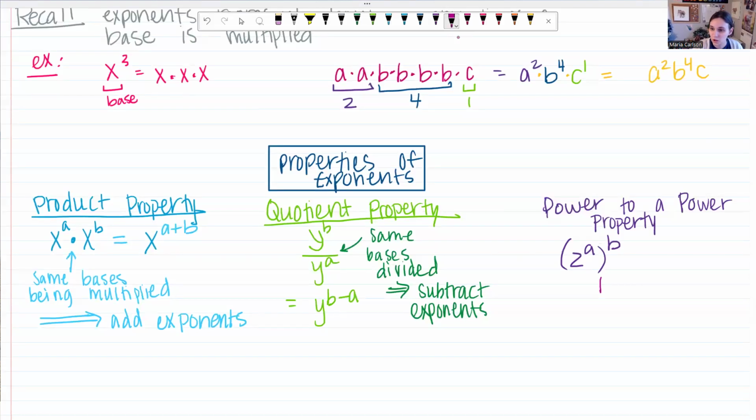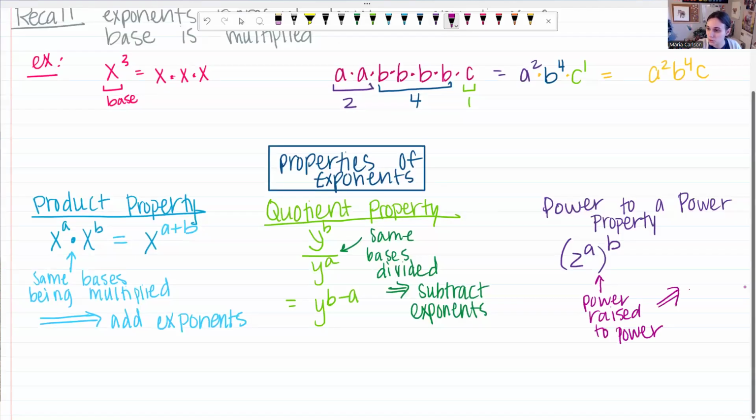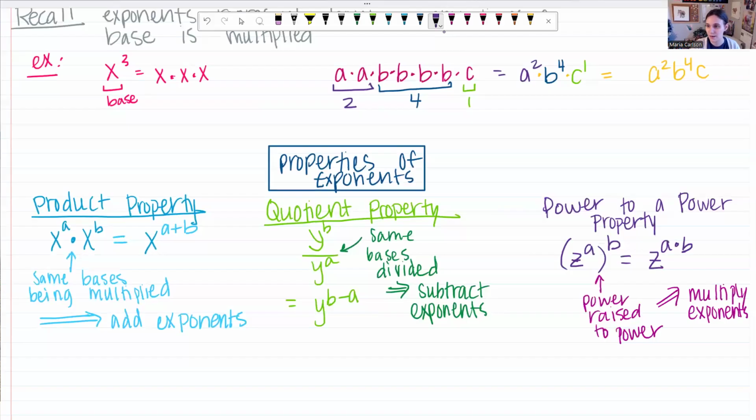So this is what we call a power raised to a power, or an exponent raised to an exponent. And to tackle this, we are going to multiply the exponents. So this is really z, and this is a z. Sometimes the z's look like 2's. Z to the a times b power, multiplying those exponents together.